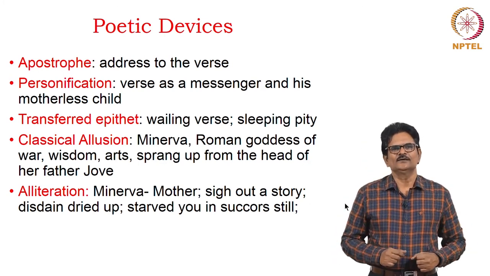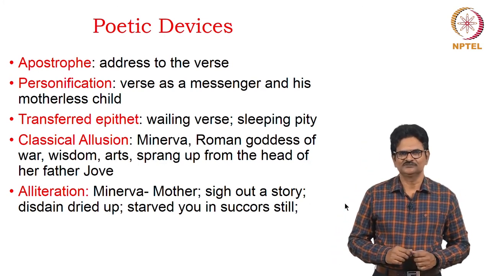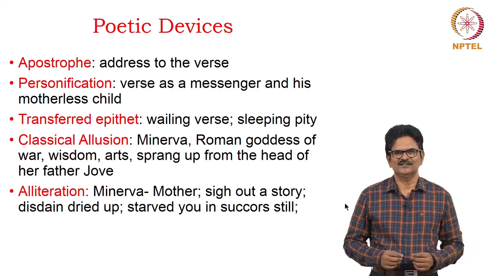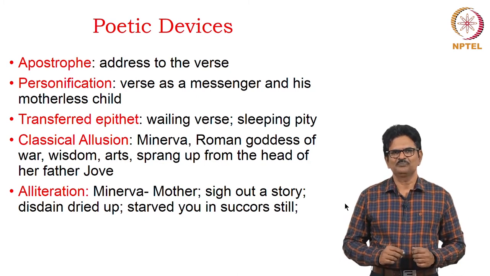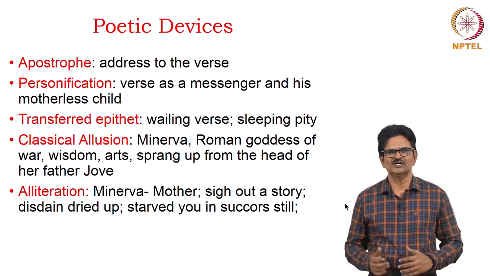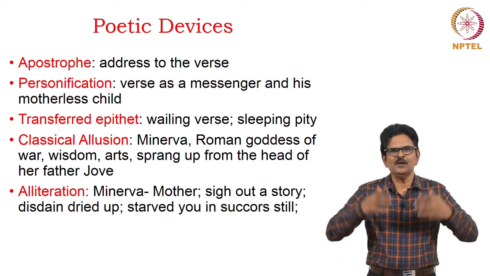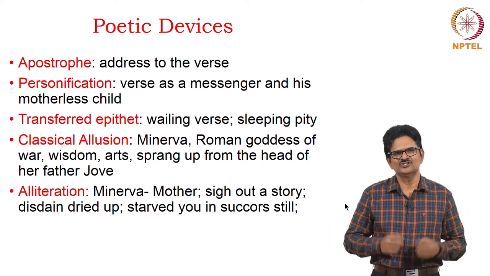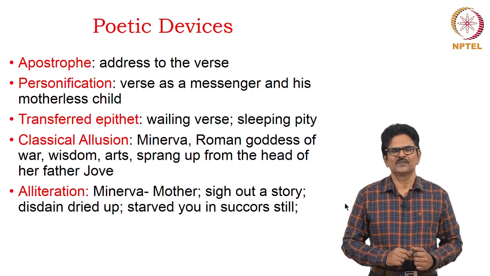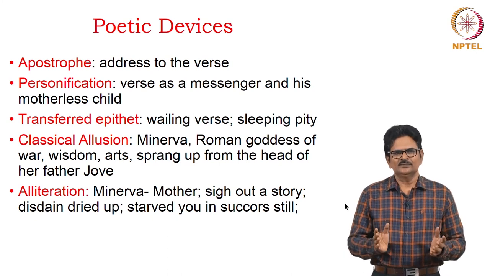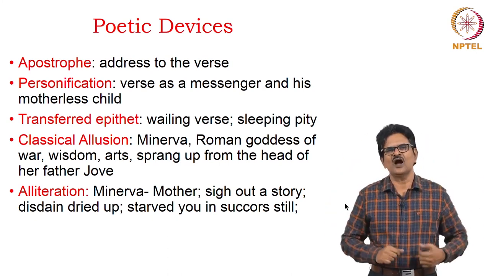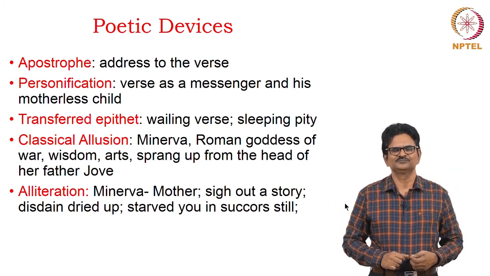Next, let us see this classical allusion. We saw this Minerva like verse that is not born of a woman. This Minerva is a Roman goddess of war, wisdom, arts. She came out of the head of her father Jove directly, and so she does not have a mother. Like that, the verses have come out of the head, the imagination, of the poet.